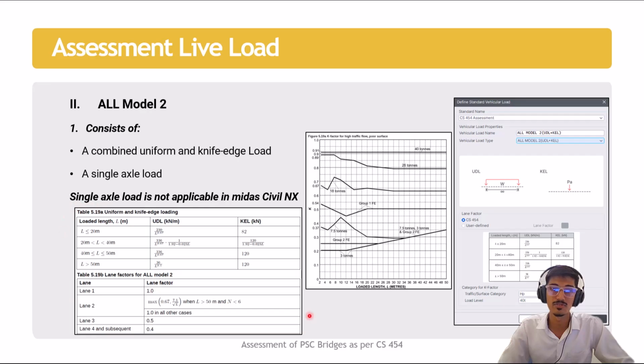So this is a snapshot from the code. So depending upon the loaded length for the PSC bridge assessment, the governing UDL and knife edge load values can be directly calculated from here. And this also depends on the lane factors, the K factor, and that in turn depends on the traffic flow and the road surfaces, whether it is good, poor, or not. So you can see this is how the UDL plus KEL dialog box looks like, the definition of all model 2.